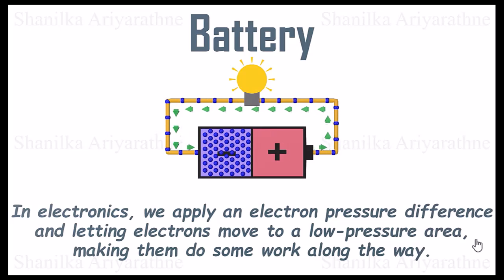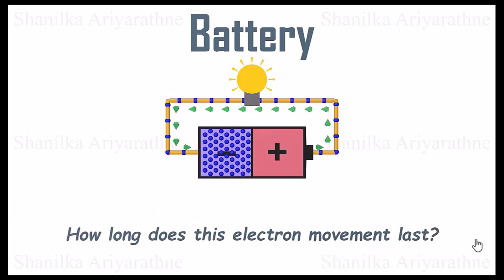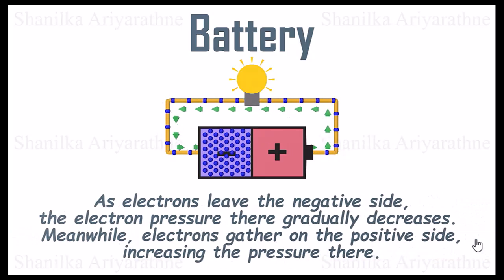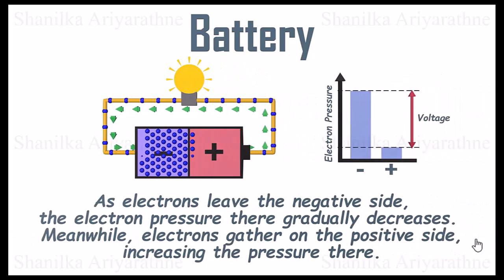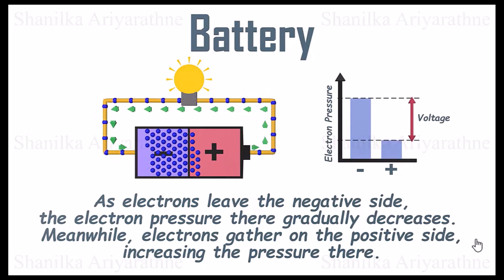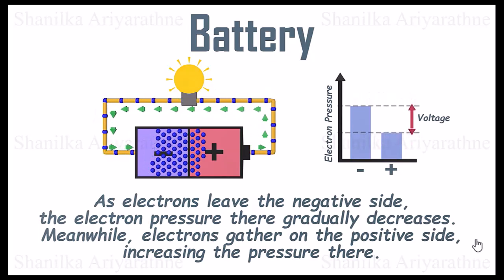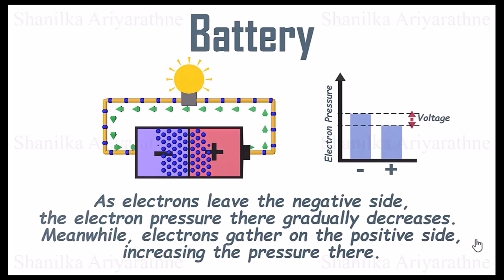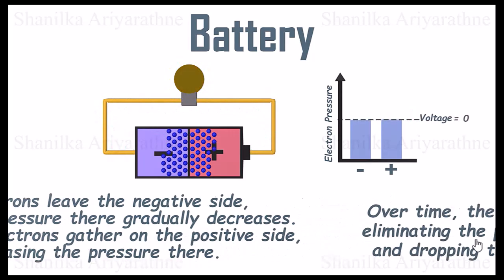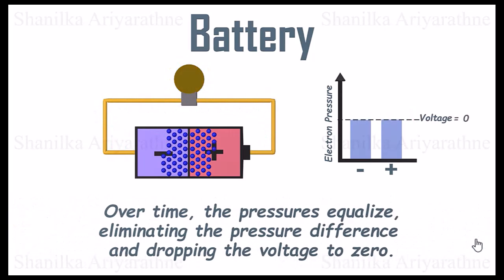Now you may wonder, how long does this electron movement last? As electrons leave the negative side, the electron pressure there gradually decreases. Meanwhile, electrons gather on the positive side, increasing the pressure there. Over time, the pressures on both sides equalize, eliminating the pressure difference. When this happens, the voltage drops to zero, and we say the battery is dead.